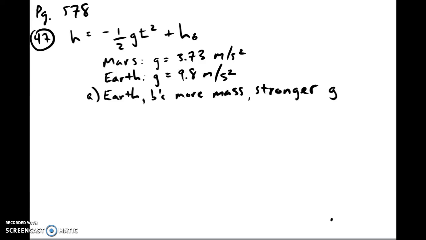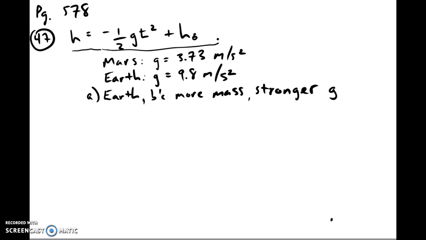Number 47 is what the other class struggled with, so I'm going to show you how to do it. So here's the general formula. Notice it looks like the formula that we've been looking at, except there's no velocity, there's no linear term. That's just because you're dropping it, it's not moving in a parabolic fashion.